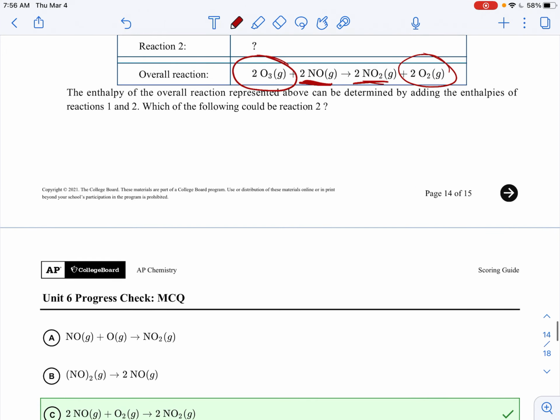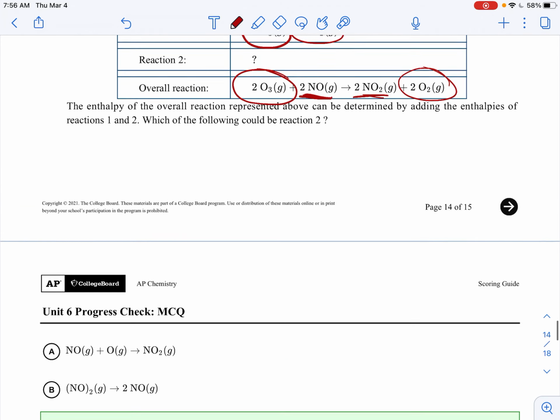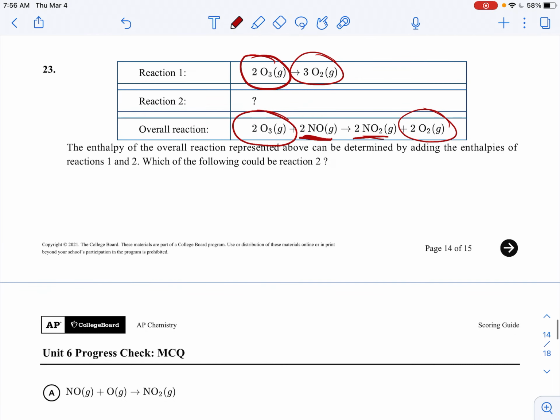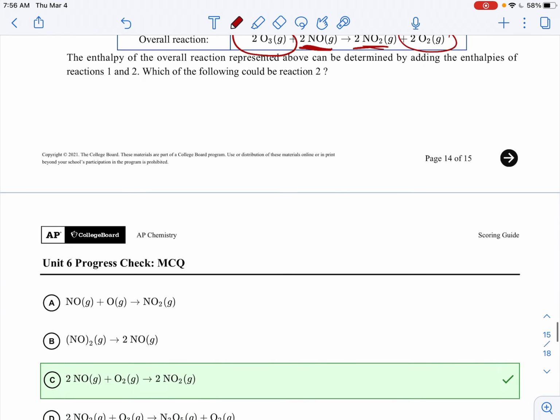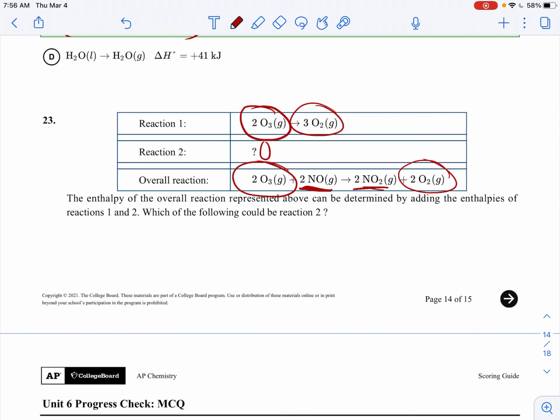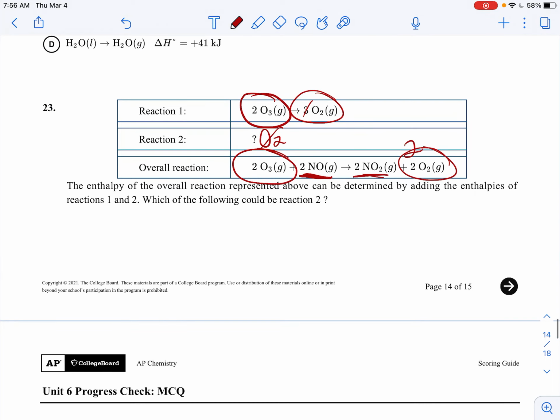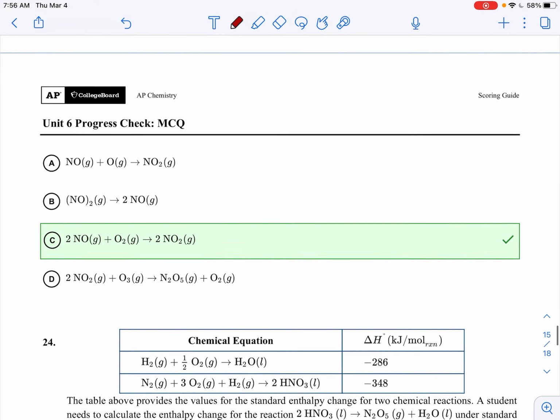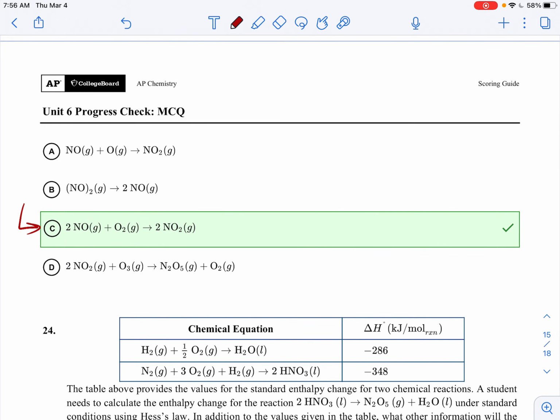And so we want a reaction that has 2 NOs and 2 NO2s as our reactants and products, and then 1 more oxygen, because we want an oxygen as a reactant over here, so it can cancel out one of the oxygens to make it 2. Okay, and so our answer is going to be C. We got 2 NO as a reactant, 1 O2 as a reactant to cancel out that 3 O2 to make 2 O2, and then 2 NO2 as our product.